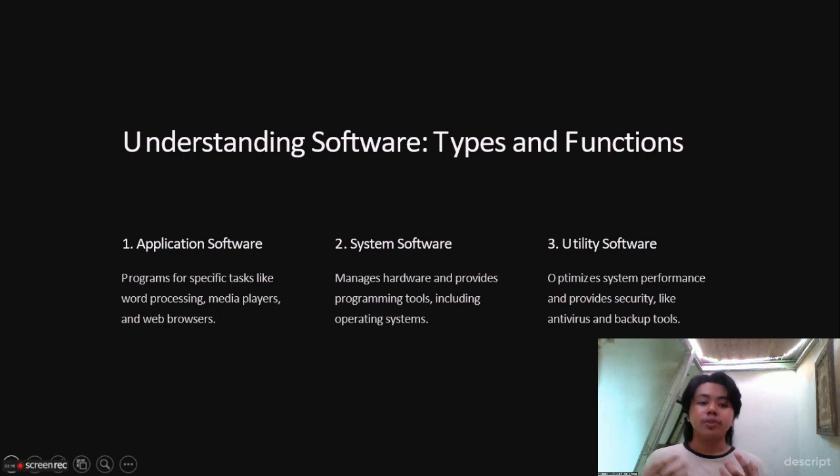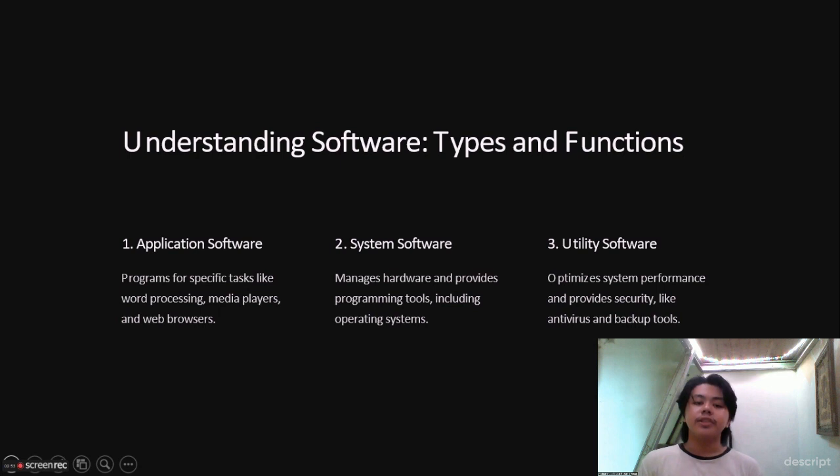Two, system software manages hardware and provides programming tools, including the operation system. This means managing the computer's physical components such as CPU, RAM, hard drive, and SSD, while providing programming tools such as libraries, programming languages, and Visual Studio Code. The operating system manages resources and provides an interface between hardware and software, such as files in the computer.